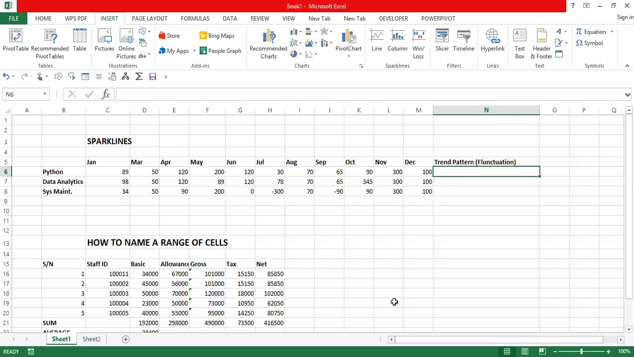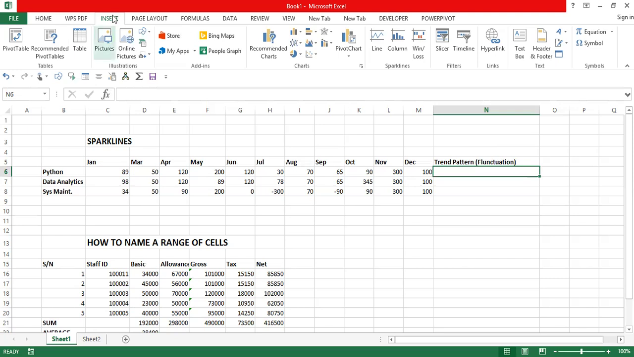So now we want to create sparklines. Like I've already explained earlier, sparklines are used for visualizing fluctuations, fluctuation of values, across a number of cells in a range. To create your sparkline, the easiest way is to start by clicking in the cell where you want the sparkline to be.